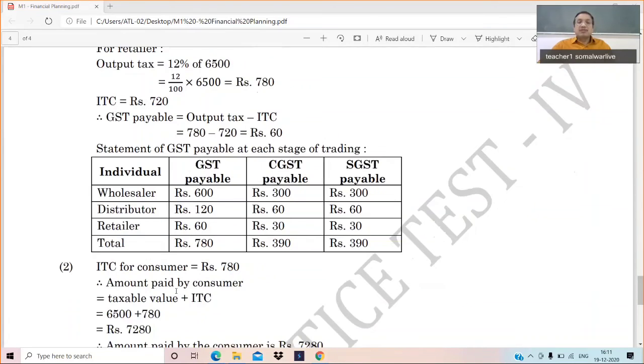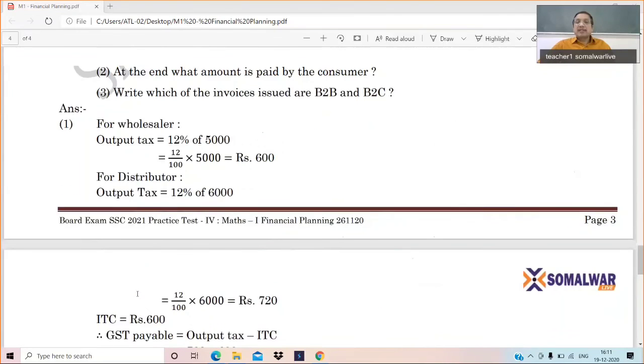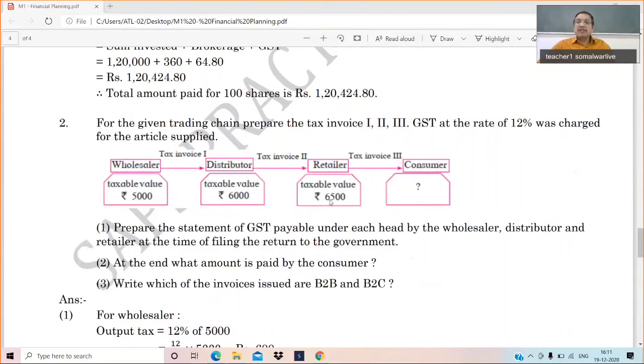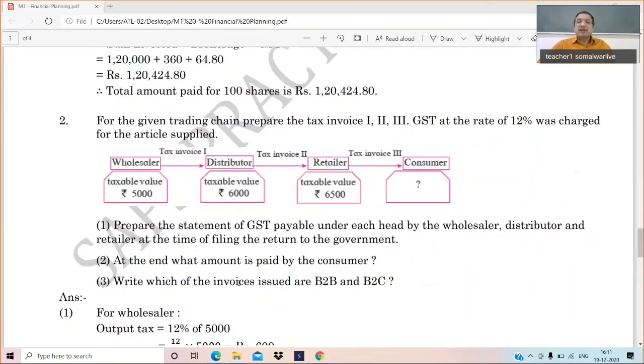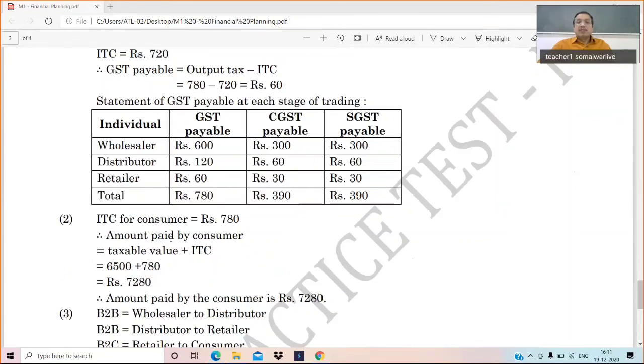Now coming to consumer. For consumer, taxable value was 6,500, rate of GST 12%, and that was rupees 780. So amount paid by consumer will be taxable value plus GST, and that gives 6,500 plus 780, that will be 7,280. So consumer has to pay rupees 7,280. He cannot avail any benefit of ITC.